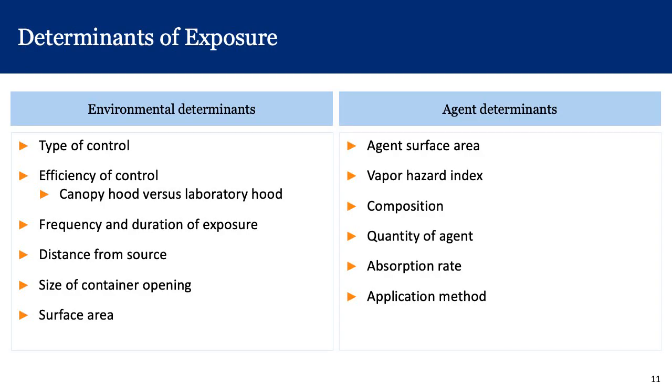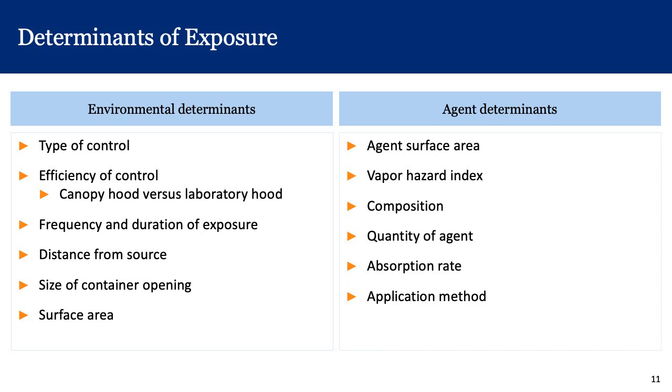It is also important to understand the different determinants of exposure, the types of control measures that are in place and their efficiencies. So for example, a canopy hood versus a lab hood, the frequency and duration of the exposure, the distance of the worker from the source, the size of openings and the surface areas of the exposed agent. And you may want to know also the chemical and physical properties of the agent itself. What is the surface area of the agent?